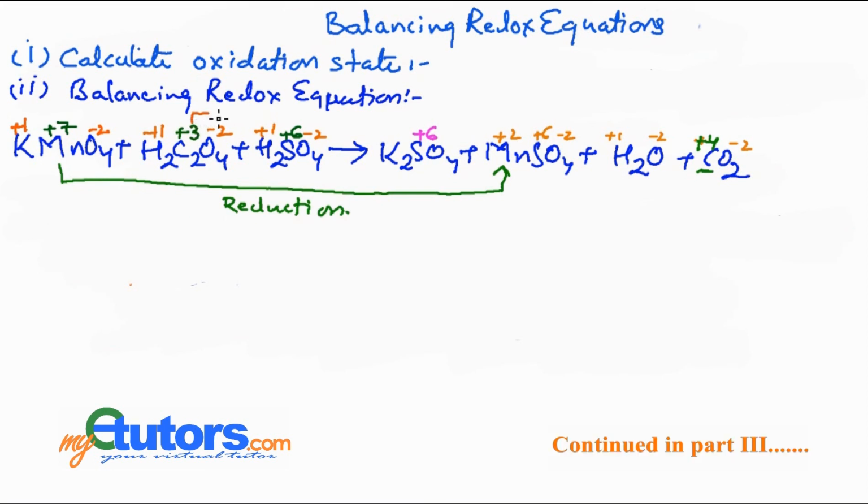Similarly, in oxalic acid, carbon is possessing +3 oxidation state, while in the product carbon dioxide, carbon is possessing +4 oxidation state. So carbon is getting oxidized. Thus we can identify oxidation and reduction reactions.